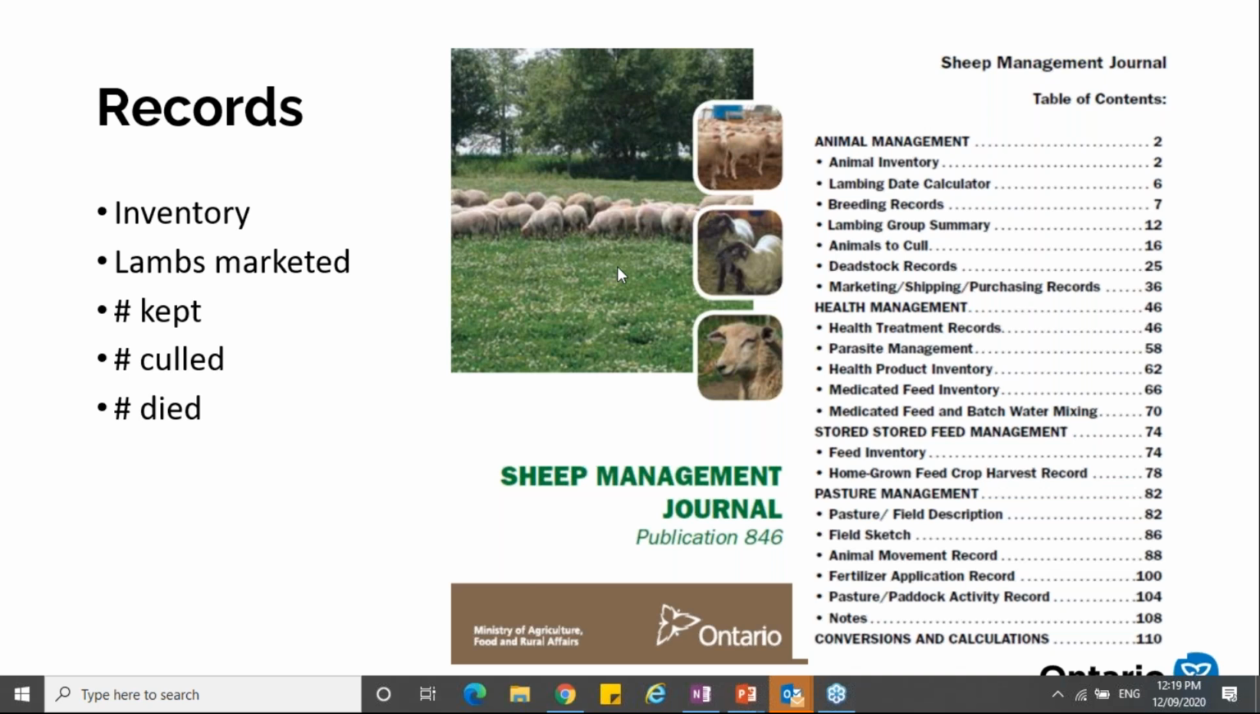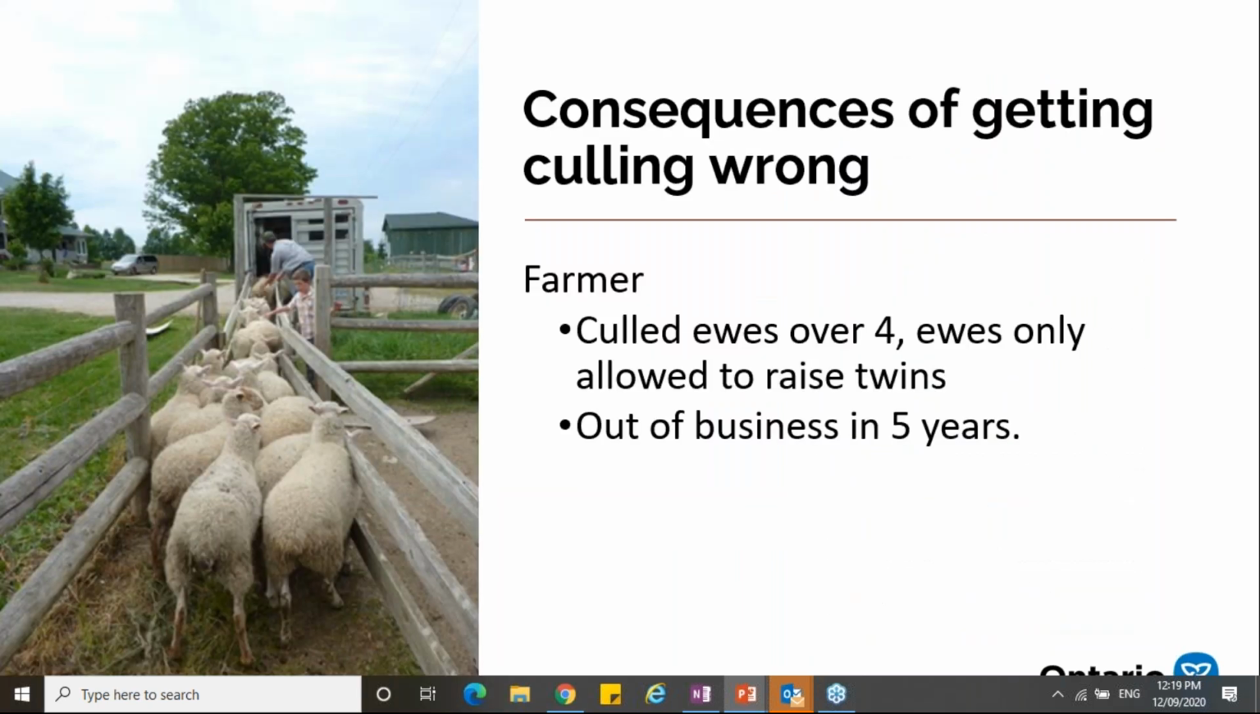These kinds of things. And so this information that we keep in the lambing diary and the management journal give you the fundamentals of a basic record keeping system that can monitor changes and help you identify things. And so you need to do this because there's consequences to getting it wrong.